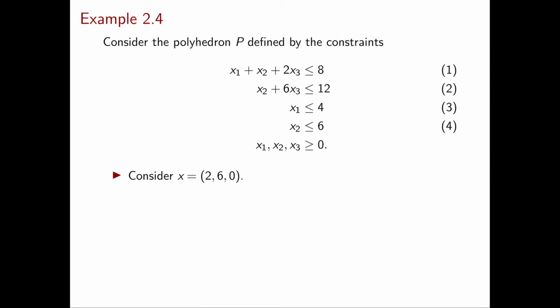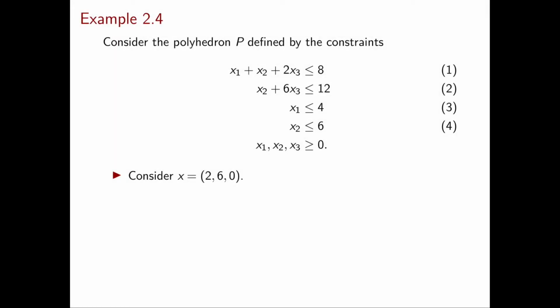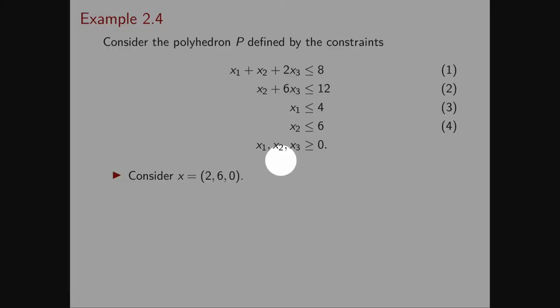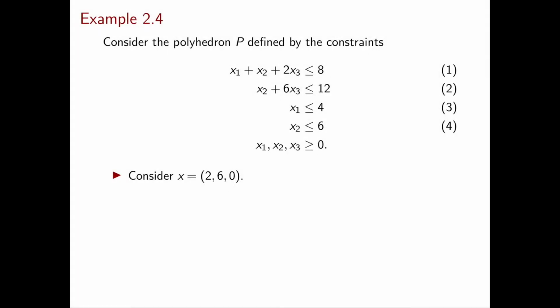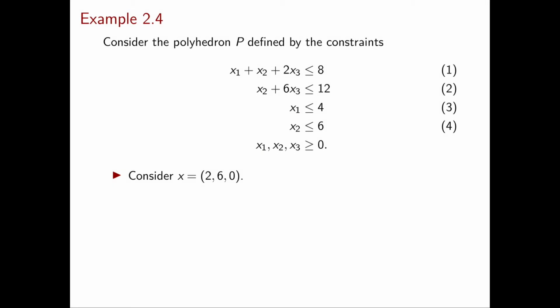We saw a couple of examples of degenerate basic solutions from a geometric perspective, meaning that we just looked at the picture essentially. Now let's see an example where we instead look at the system of linear inequalities, so more from the algebraic perspective. Let's consider the polyhedron P defined by this system over here. This polyhedron is in dimension 3 because we have exactly 3 variables.